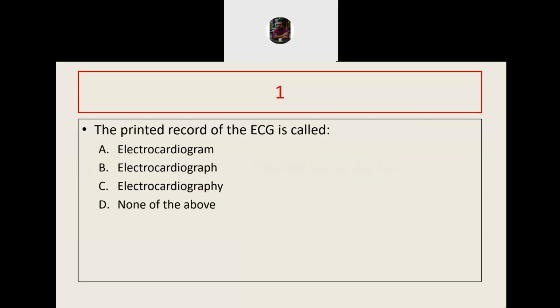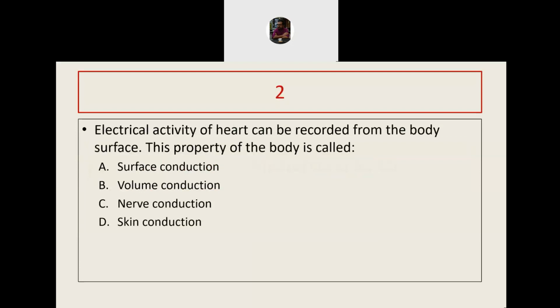Next question. Electrical activity of the heart can be recorded from the body surface. What is this property of the body called?